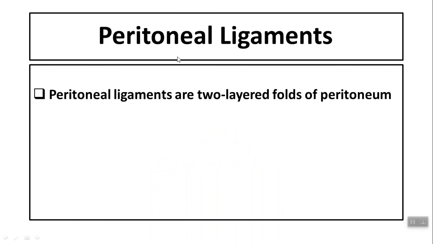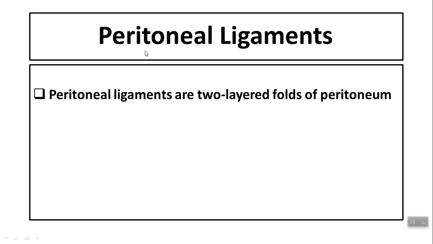قلنا أنه البريتونيوم it has the ability to form a double layer. From these double layers it will form certain structures. في المحاضرة السابقة سميناها الأومنتا أو الأومنتم. هاي المحاضرة we have another structure that is formed by a double layer, which is called the peritoneal ligaments.